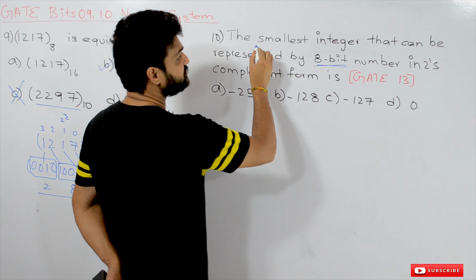If you put 8 in the place of n, we get minus 2 power 7 to 2 power 7 minus 1. 2 power 7 is 128, so it is minus 128 to 127, since 128 minus 1 is 127. Among this range of numbers from minus 128 to plus 127, which one is the smallest integer? The smallest integer possible is minus 128.